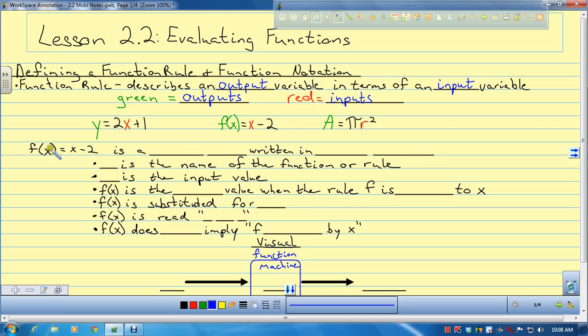so we're going to give you an example of an equation written in function notation right here, and this is read as f of x is equal to x minus 2, and this is what we call a function rule that is written in function notation.